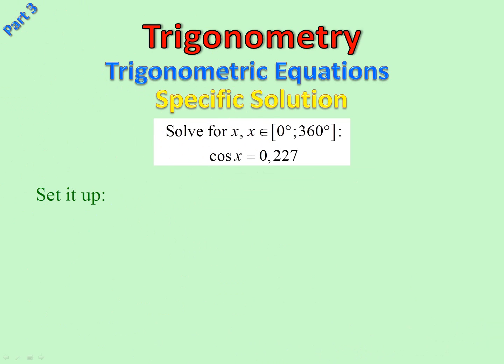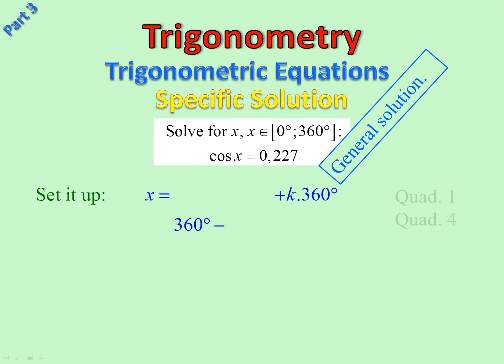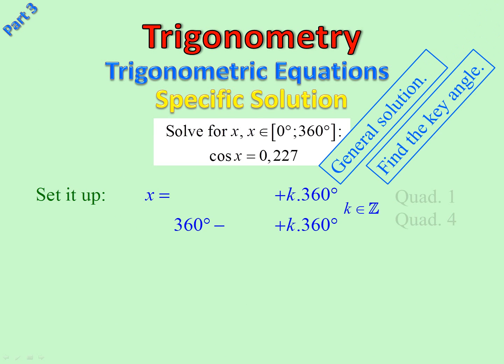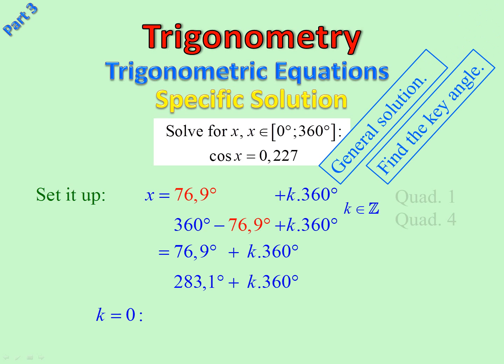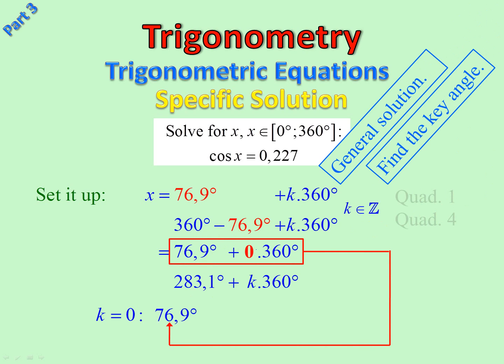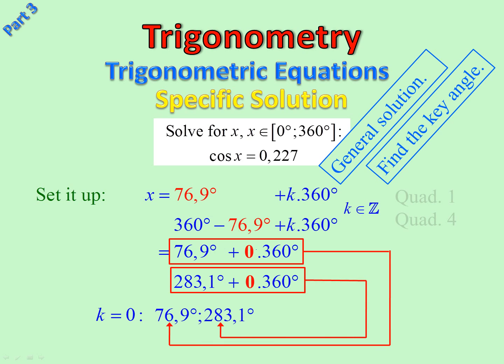Right, so let's set it up. Quadrants: sine, cos is positive, first and fourth. General solution, key angle. Now you'll notice that k equals 0 is going to work, because 76,9 plus 0 gives you 76,9, and 283,1 plus 0 gives you 283,1.